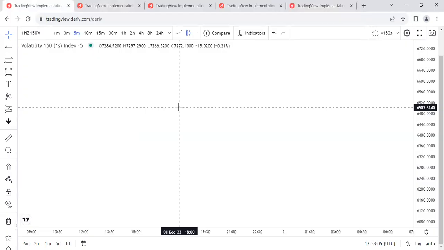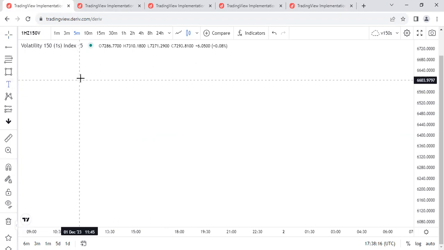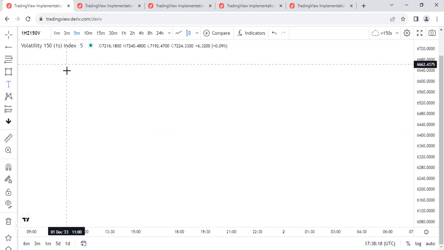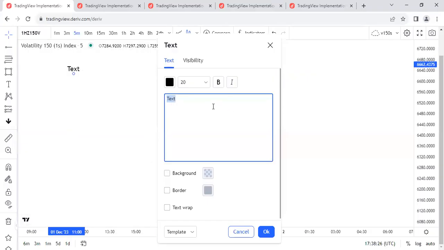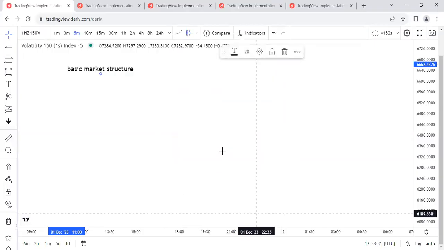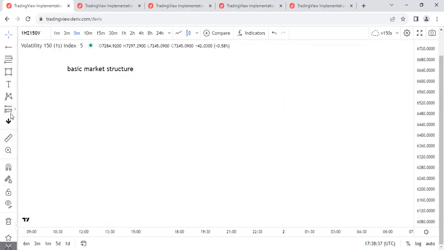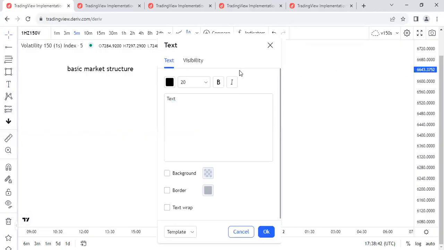So we are going to be looking at price action and market structure. Now we have two types of market structure. We have what they call basic market structure, and we have what they call advanced market structure. Please note that down. Advanced market structure, very important.